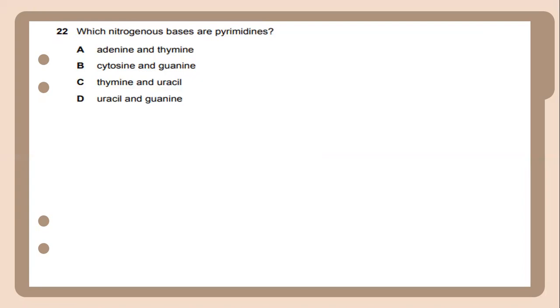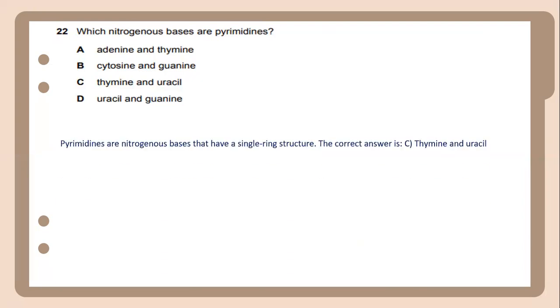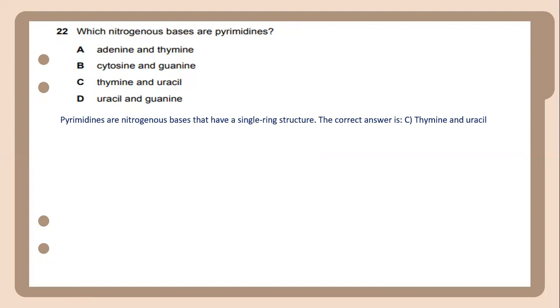Which nitrogenous bases are pyrimidines? Pyrimidines are nitrogenous bases that have a single ring structure. So the correct answer is thymine and uracil.